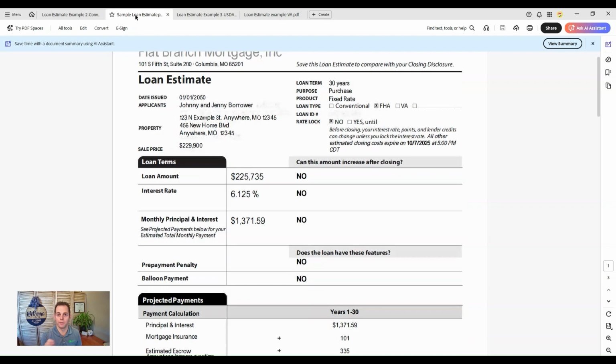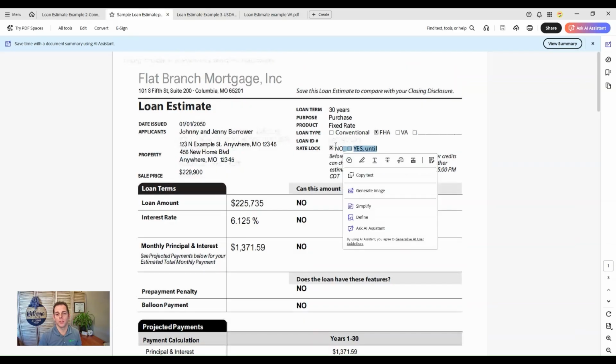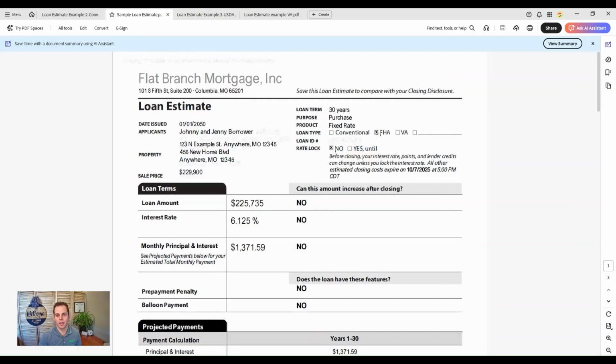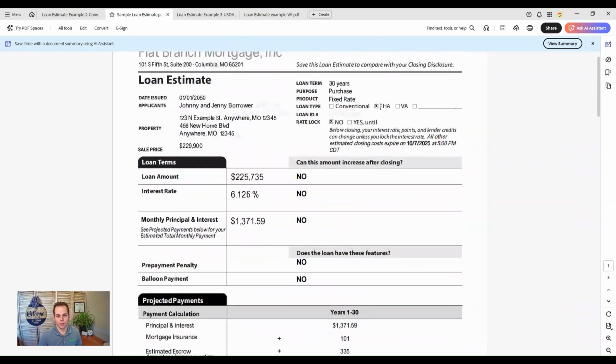I'm just going to pick out a few of the important things that we talked about so you can see the differences, and then you can rewatch this video if you need to. All right, so on this loan estimate, same information. The sale price is different. Johnny borrowers. This one, the rate was not locked, so pay attention to that. It's an FHA loan. And this stuff I'm not going to go through, the loan amount, interest rate.